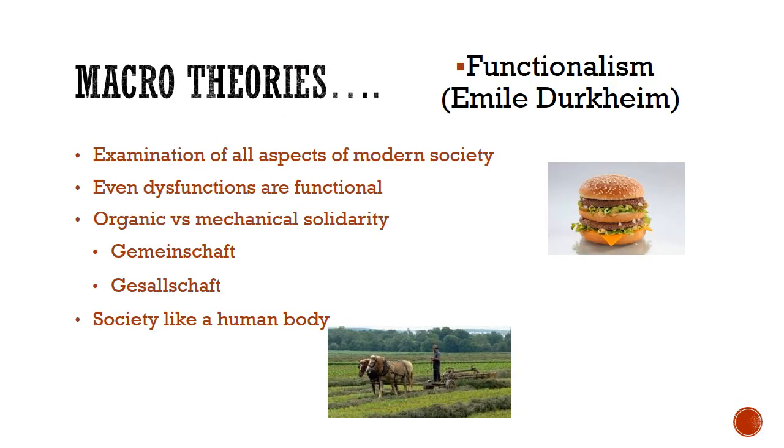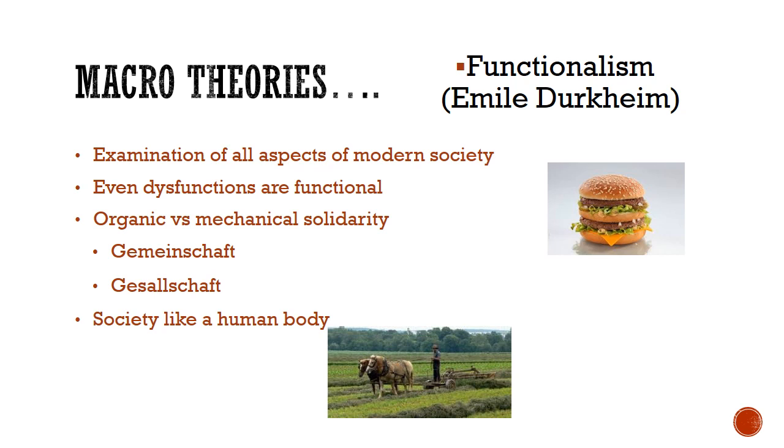So macro theories. We're going to look at three theories in sociology. Two of them are macro, one is micro. So what's the difference? Macro looks at society as a large whole. So the first two we're going to look at will be macro. Functionalism, which was founded by Emile Durkheim, and again, examining all aspects of society at large as a whole.